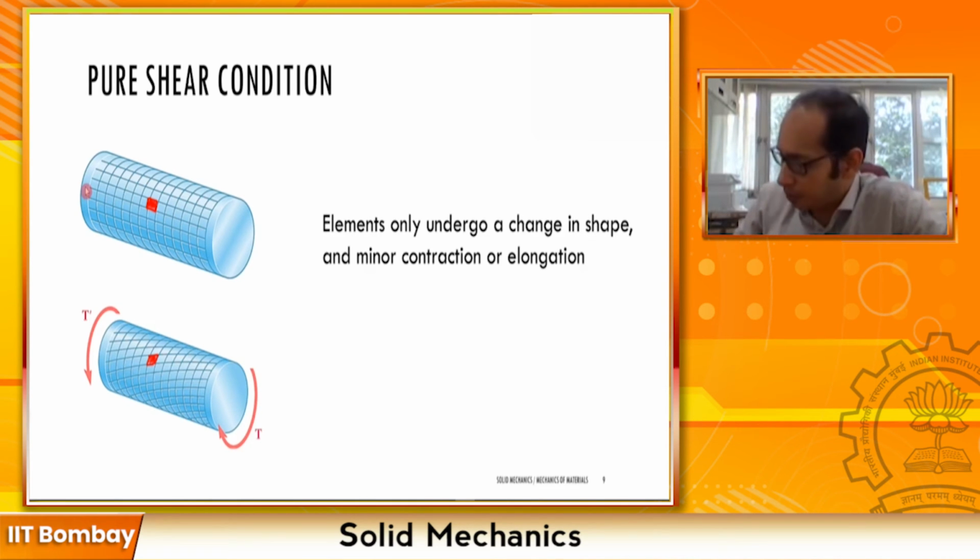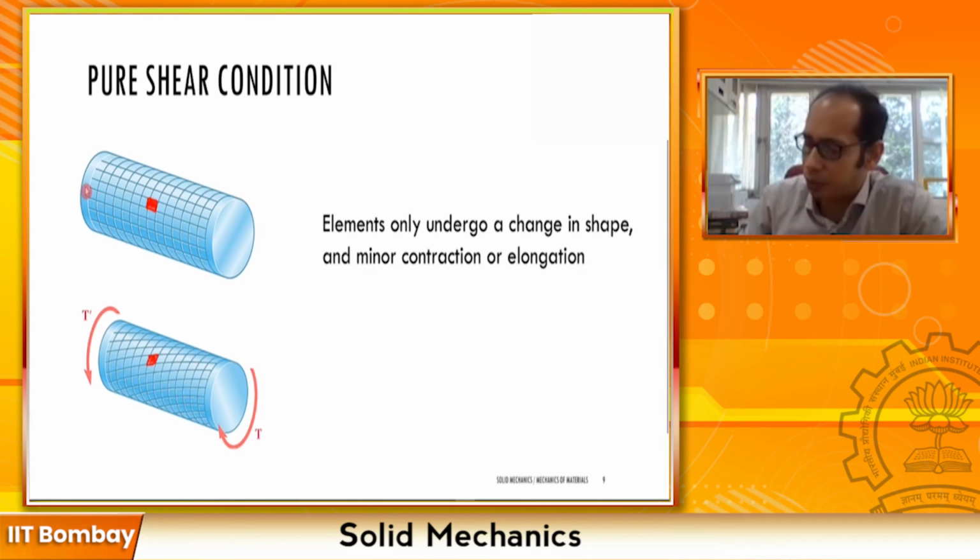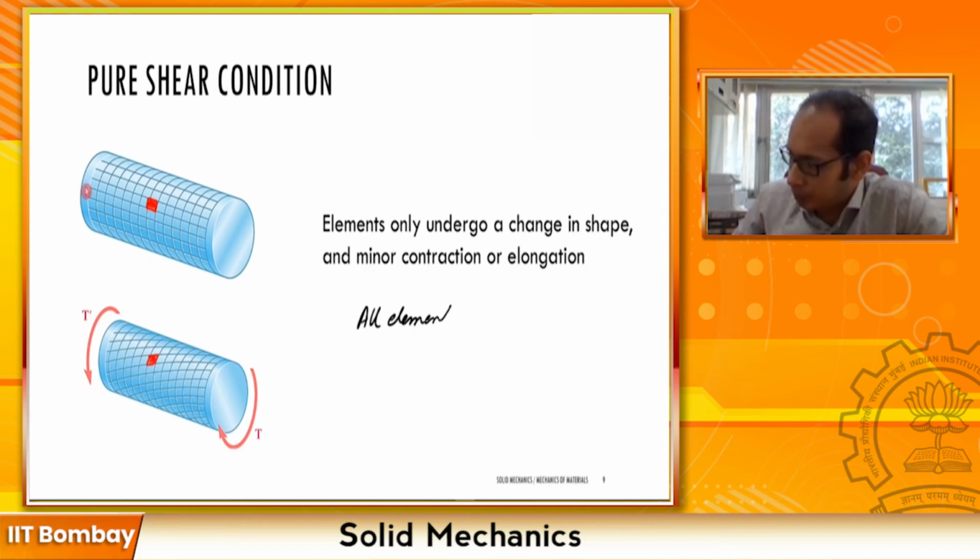So this is a very important conclusion about torsion. So all elements are in a state of pure shear.